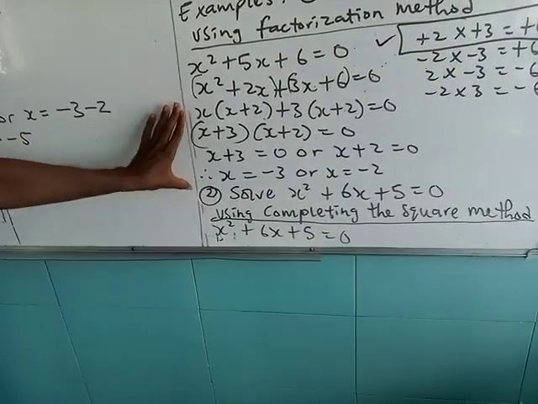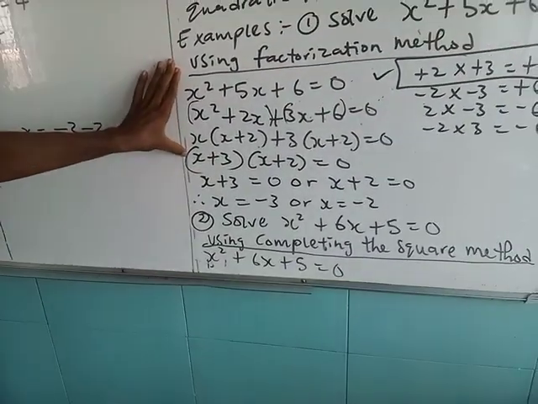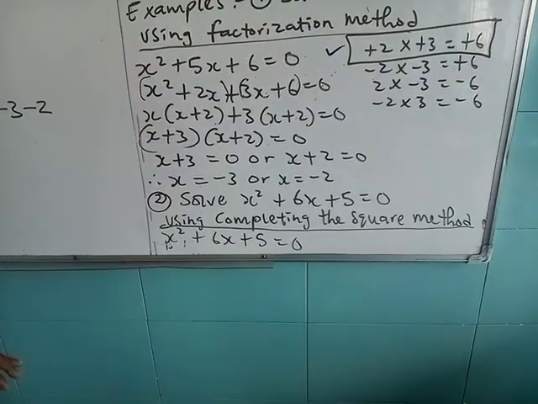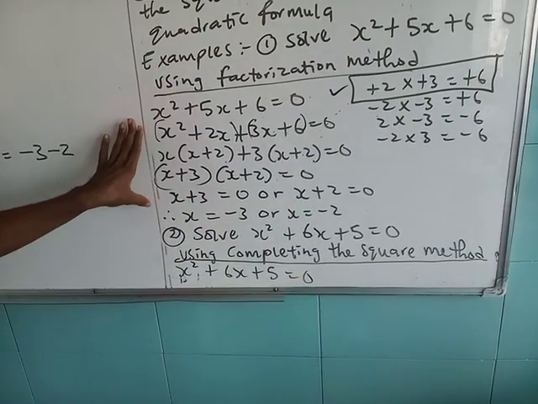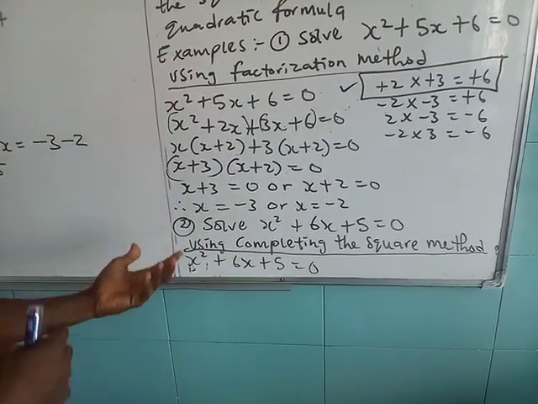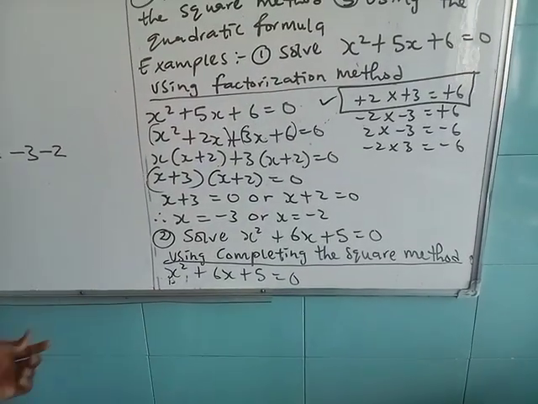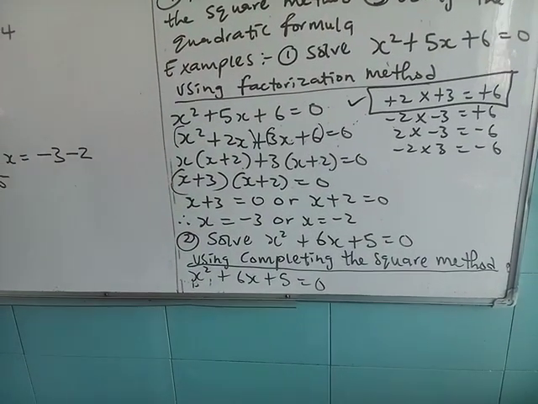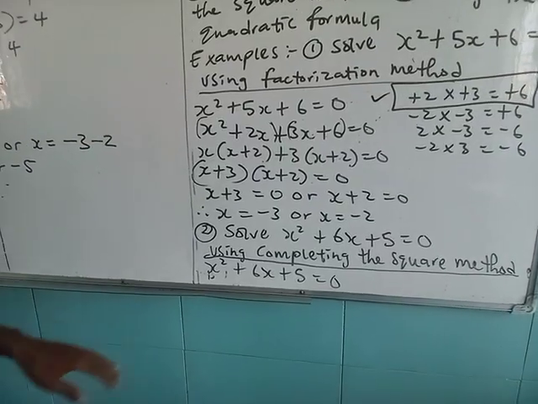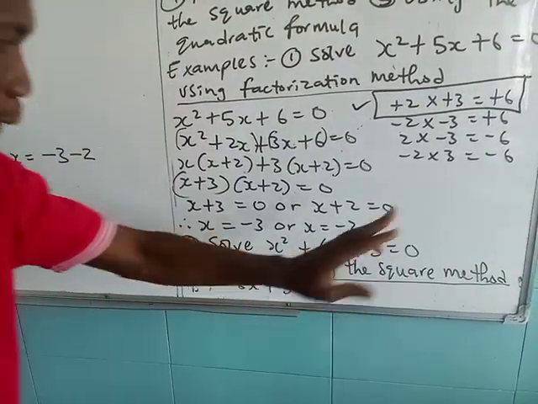Now that is how to solve a quadratic equation using the factorization method. You can pause the video to go over it again from all that I've said, then you can continue. Now let us look at example 2. Solve x squared plus 6x plus 5 equals 0.